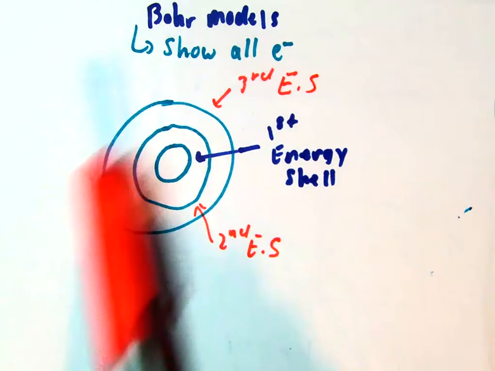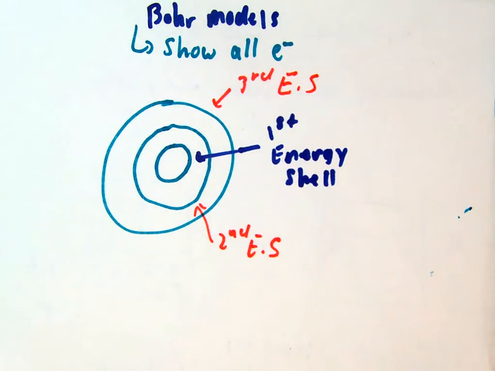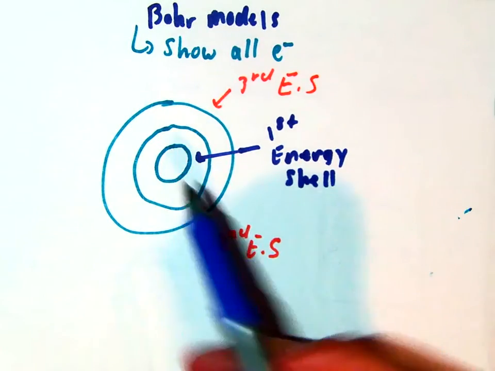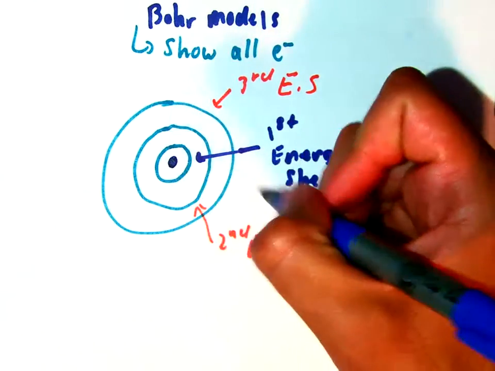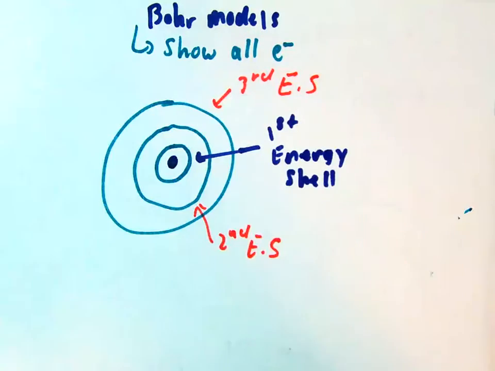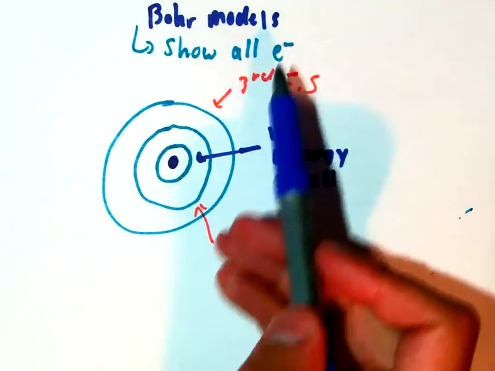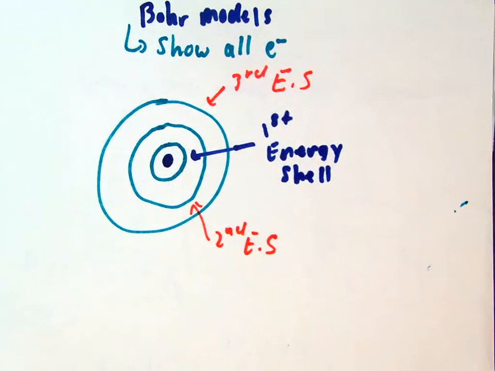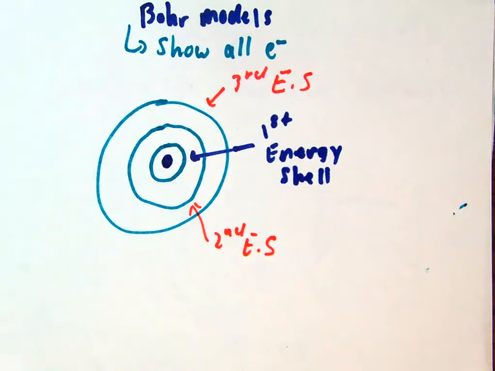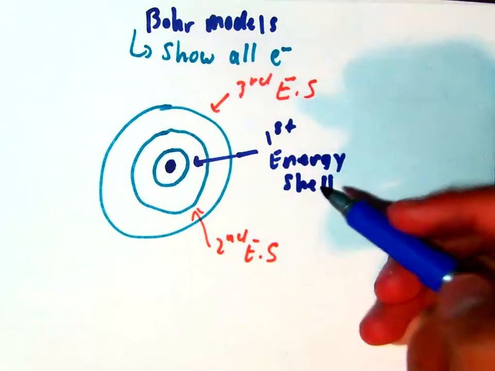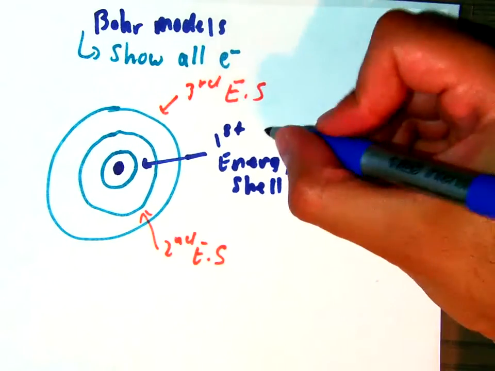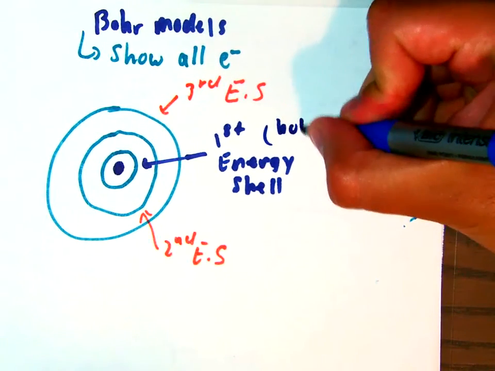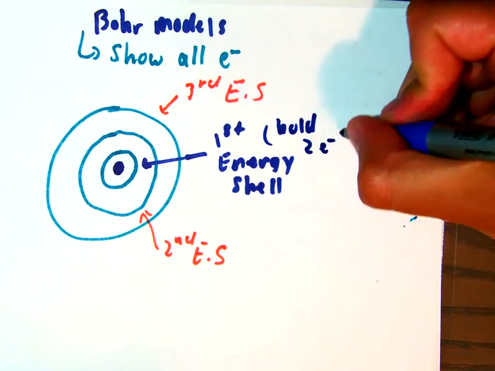Okay, so these shells are where electrons hang out. So some Bohr diagrams show the nucleus by representing it with just a dot. Or some of them don't include the nucleus at all because we're focusing on showing the electrons, not the nucleus. Okay, so in this model, my first energy level can hold up to 2 electrons.